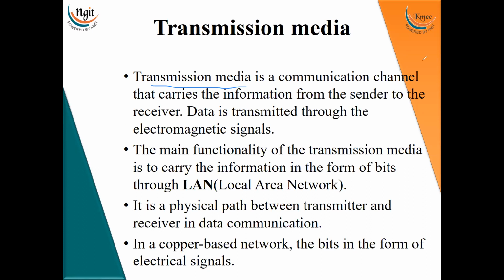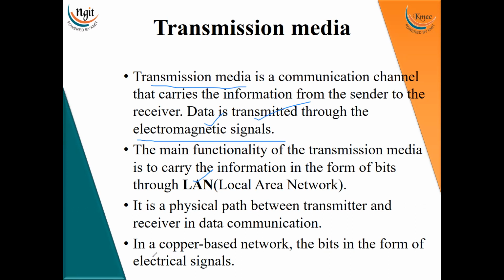That means, how is the data transmitted? The data is transmitted in the form of electromagnetic signals. The main functionality of this transmission media is the transmission of information in the form of bits. For example, if we have a transmission within a building, then we can go with a local area network. Here it is a physical path between the transmitter and receiver.